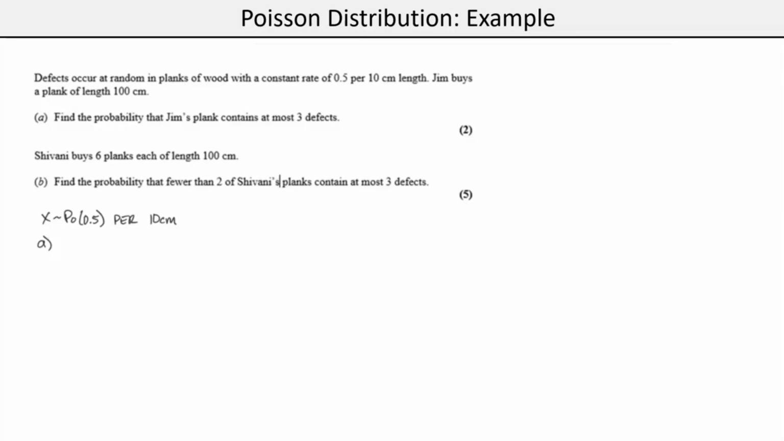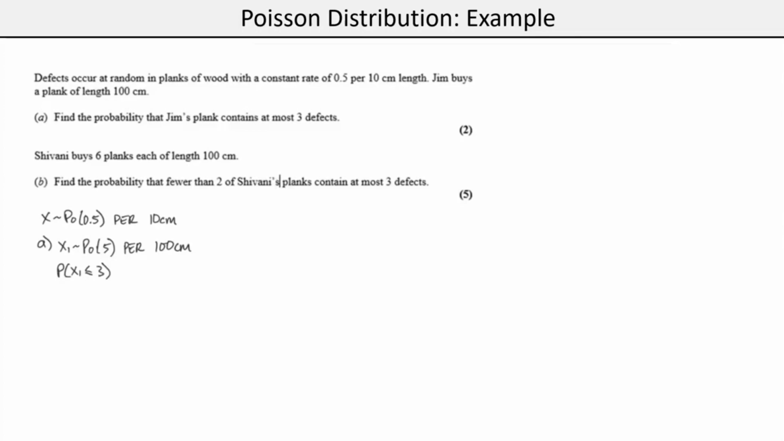So we're going to get down that initial distribution. So X follows a Poisson of 0.5 per 10 centimeters. We're then told that Jim buys a plank of length 100 centimeters. And part A wants us to find the probability that Jim's plank contains at most 3 defects. Okay, we already know the plank is longer than 10 centimeters. It's 10 times the size. So we're going to scale up our parameter. X1 follows a Poisson of 5 defects per 100 centimeters of plank.